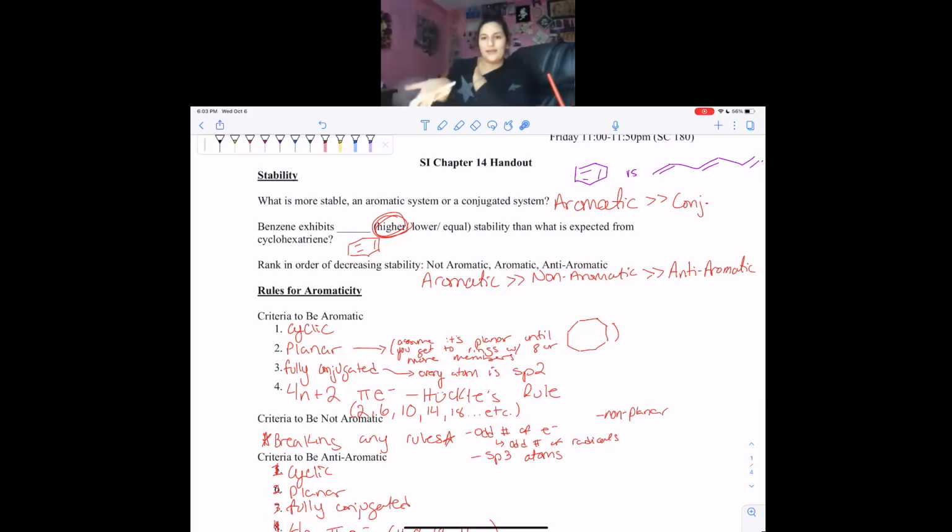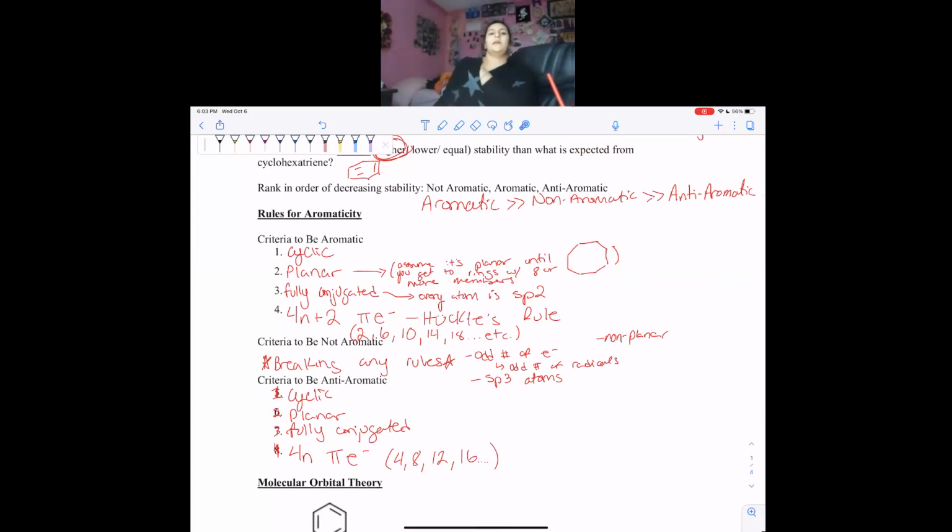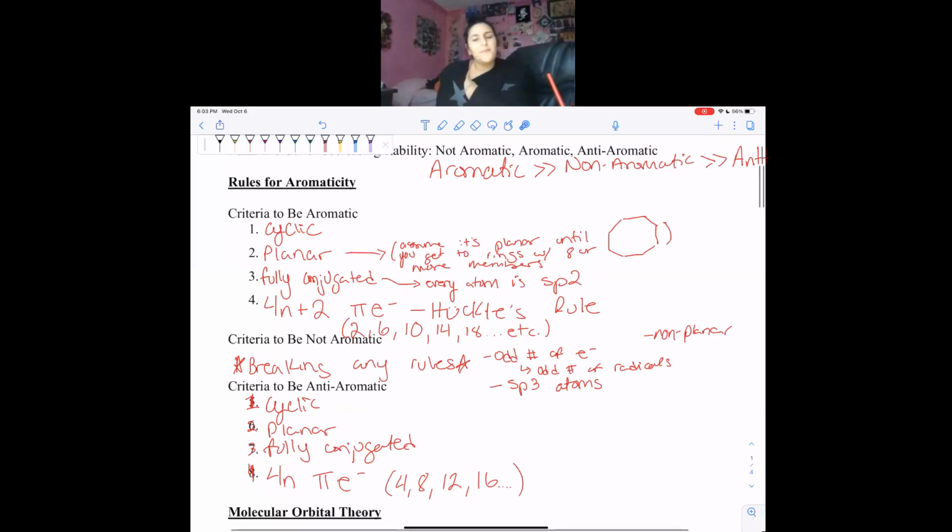All right, now that we got that out of the way, the rules to be aromatic are very particular. So first of all, it has to be cyclic. So everything in chapter 14, everything that's aromatic has to be a ring. And it has to be planar.